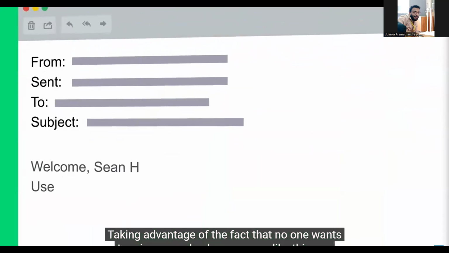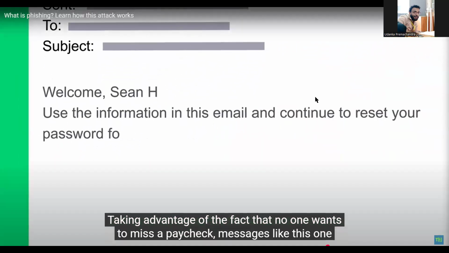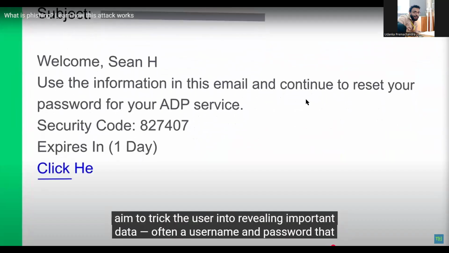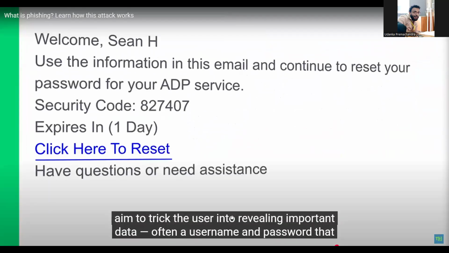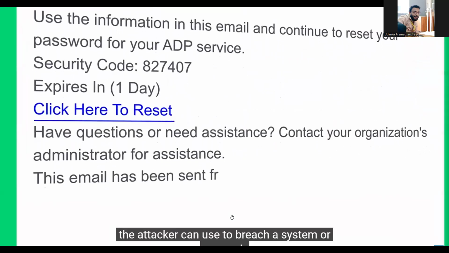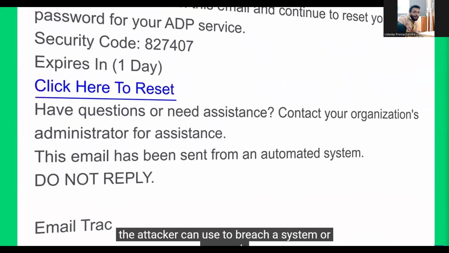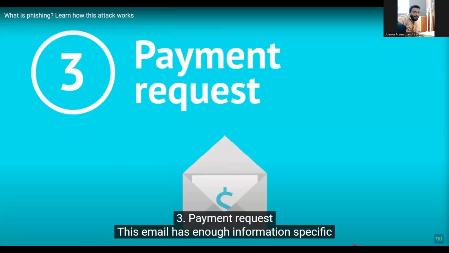2. Password reset. Taking advantage of the fact that no one wants to miss a paycheck, messages like this one aim to trick the user into revealing important data, often a username and password that the attacker can use to breach a system or account.